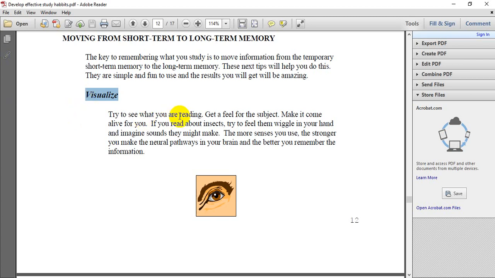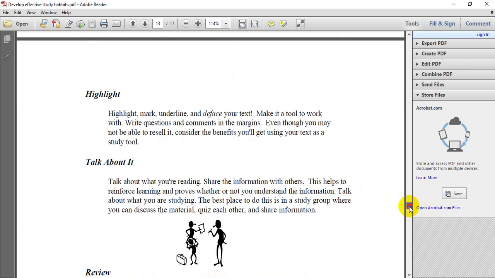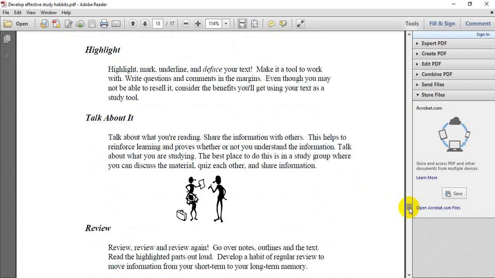So try to see what you are reading. Get a feel for the subject. Make it come alive for you. If you read about insects, try to feel them wiggle in your hand and imagine sounds they might make. The more senses you use, the stronger and the better you remember the information. Highlight, mark, underline, and deface your text. Make it a tool to work with.